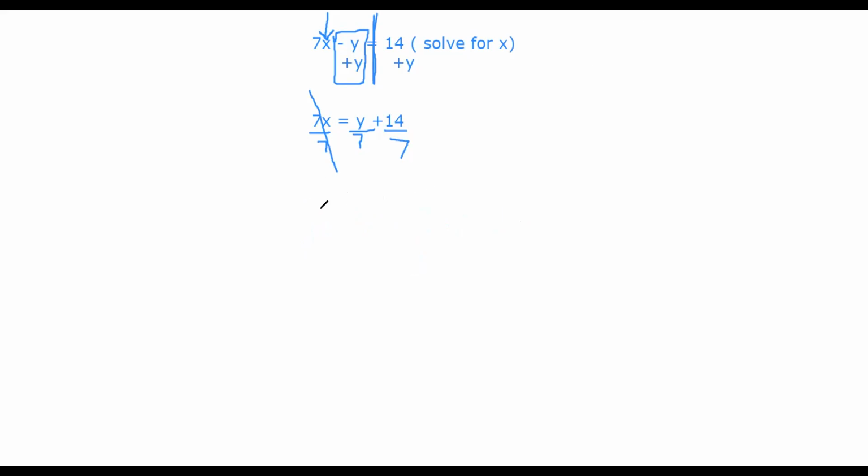So the 7s would cancel on the left. So we got x by itself, right? Y divided by 7. Can't do it. So we leave it. Plus 2. We've solved it for y.